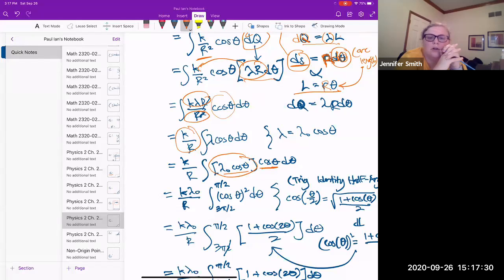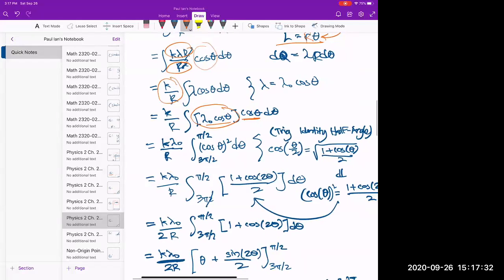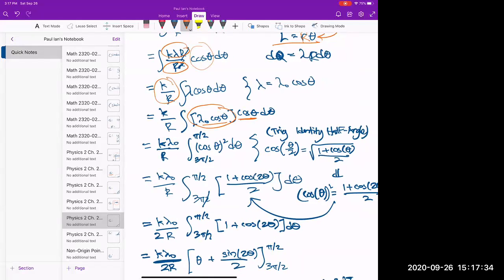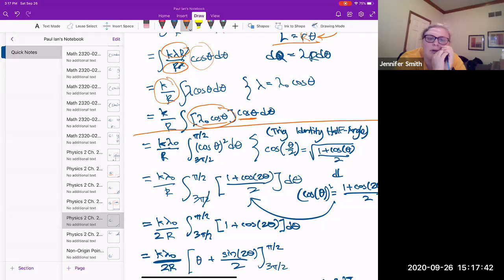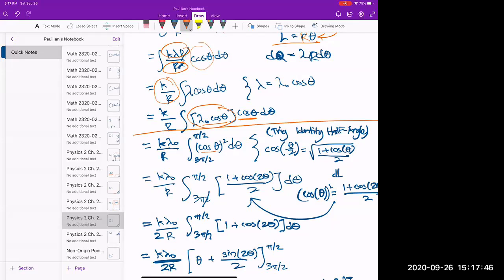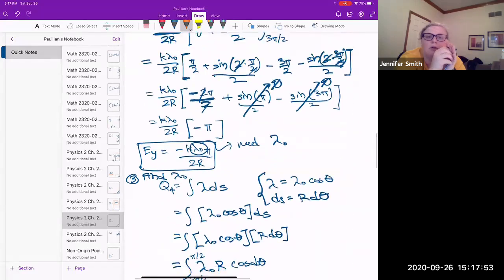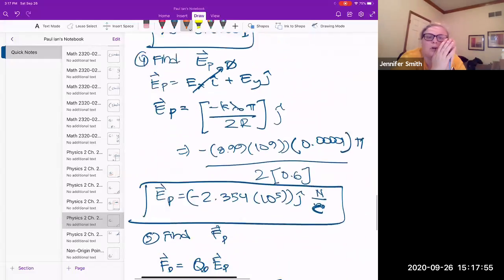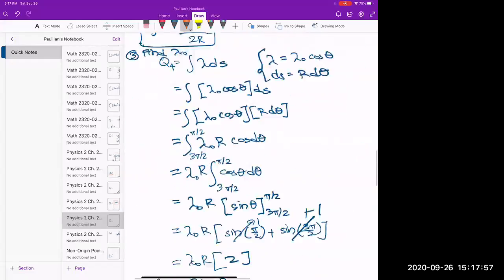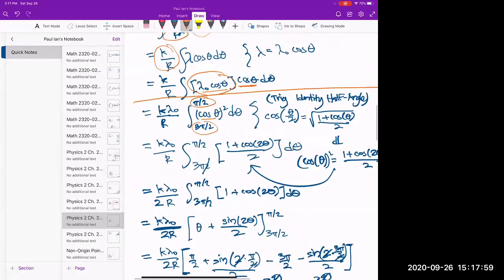Okay, now the math comes in. That was just us plugging things in. Now the math applies. So cosine squared theta, and you know your limits of integration, 3 pi over 2 to pi over 2. Yeah, this is a long one.